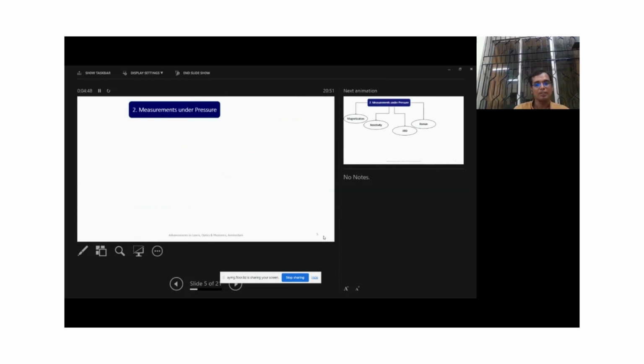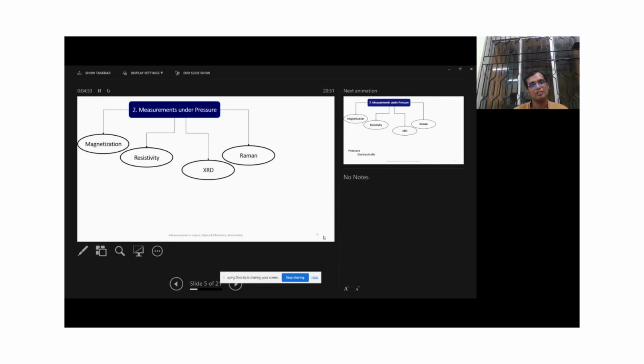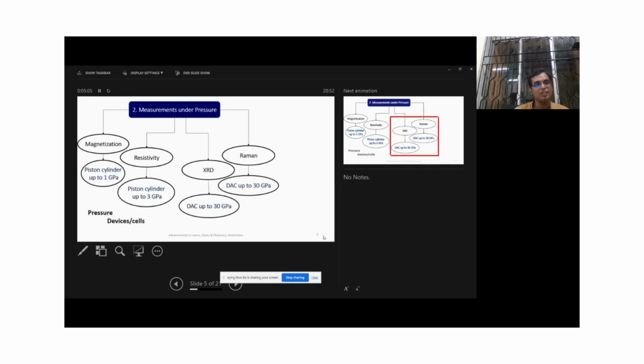I have come across some measurements under high pressure, for example magnetization, resistivity, and XRD and Raman experiments. For these we need devices to create the pressure environment for the sample, called pressure devices or cells. For magnetization we are using a piston cylinder up to 1 GPa, for resistivity up to 3 GPa, and for XRD and Raman up to 30 GPa. Right now we are going to discuss XRD and Raman, which can be done using the DAC.